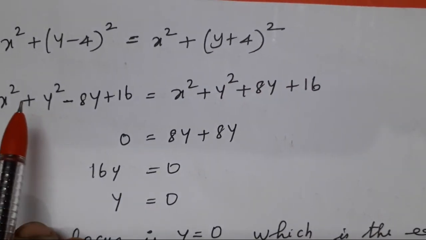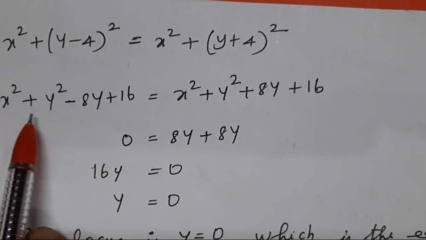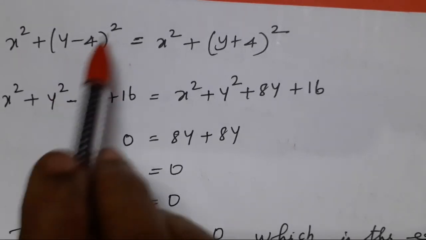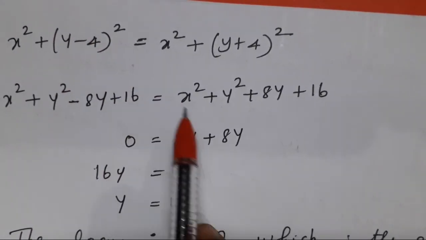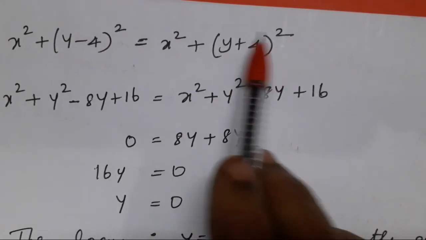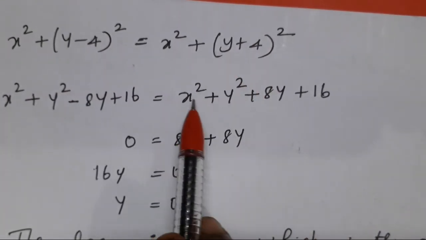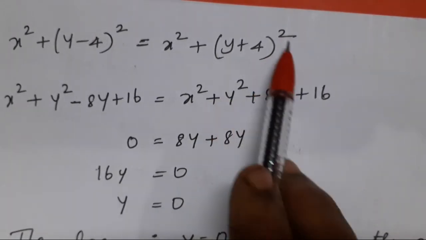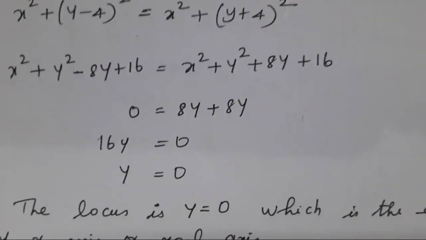Now apply the formula: (a minus b) the whole square gives x square plus y square minus 2 into 4 is 8y plus 4 square, which is 16, equal to, again here, x square plus y square, with (a plus b) the whole square, plus 2 into 4 is 8y plus 4 square, which is 16. Now what is the value?